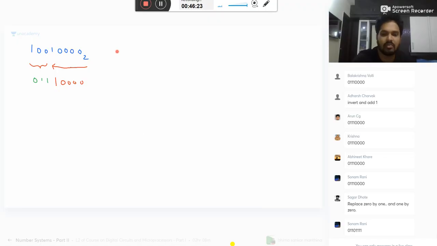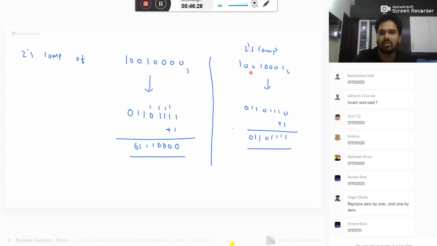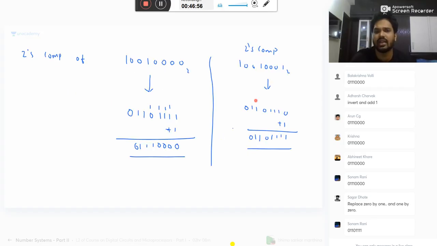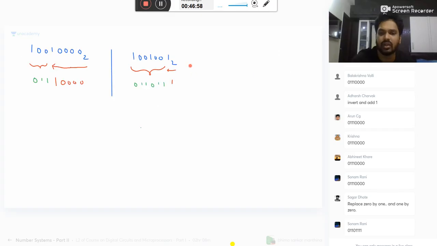What is this method, sir? I will repeat with another example. Please see. 1 0 0 1 0 0 1. So what to do is start from the LSB, the least significant bit. Touch the first one. Write it as it is. Remaining bits, take complement. Complement means 1 will become 0. This is the easiest way without any calculations.